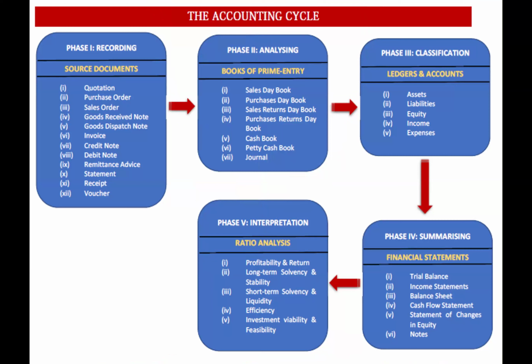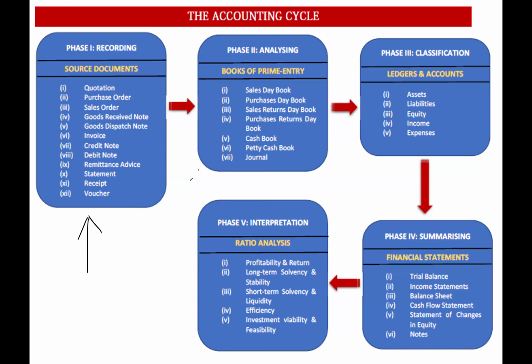and the recording is done in source documents, which include the quotation, purchase order, sales order, goods received note, goods dispatch note, invoice, credit note, debit note, remittance advice, statement, receipt, voucher. So those are the source documents in phase number 1.